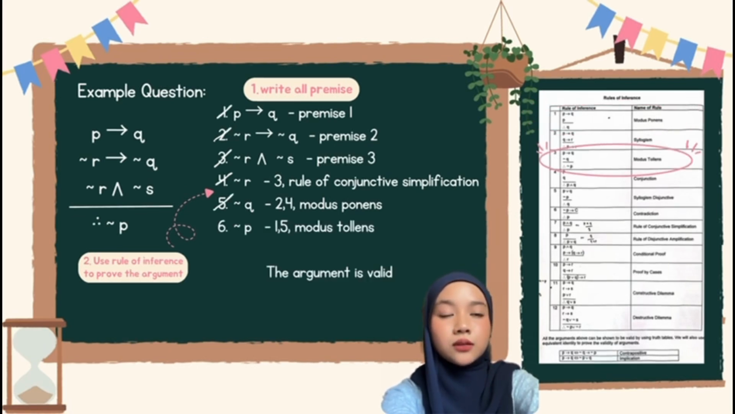So next is number 6. For number 6, we look at number 1 and number 5. Number 1 is if P then Q. Number 5 is not Q. So we choose modus tollens in rules of inference. So we got if P then Q and not Q, we got not P. So we can prove that the argument is valid.